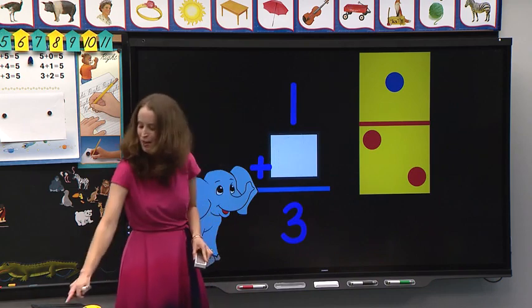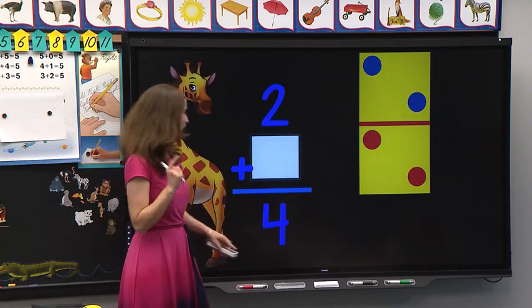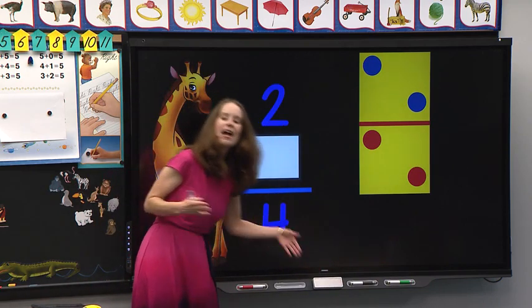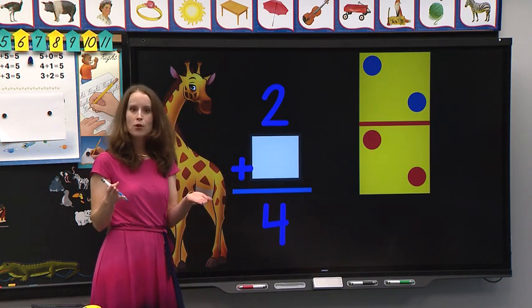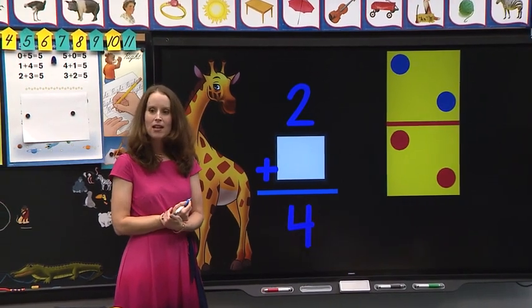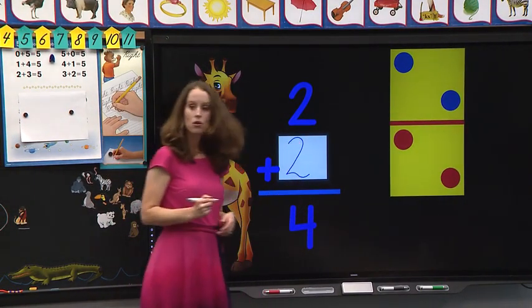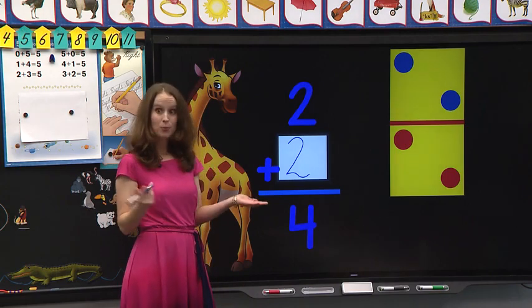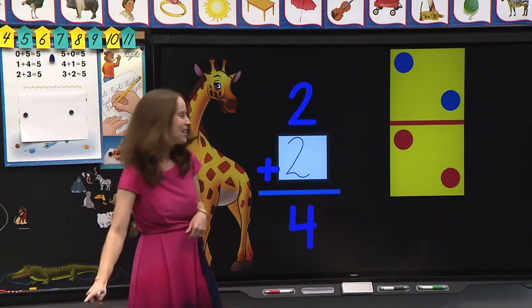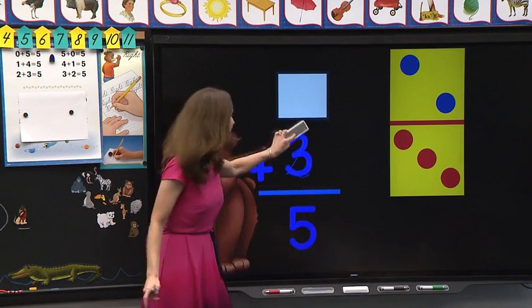Good work. Let's see if we can do another one. Let's see if we can do it without any help at all. What number do I add to 2 to equal 4, students watching? And what should I add to 2 to equal 4, Victoria? 2. Why? What's my combination? Because it's 4. That's right. 2 plus 2 equals? 4. It does equal 4. Good job. Let's go to our last one here.